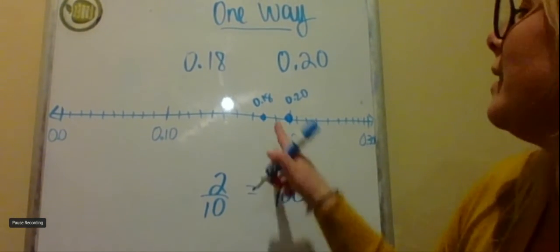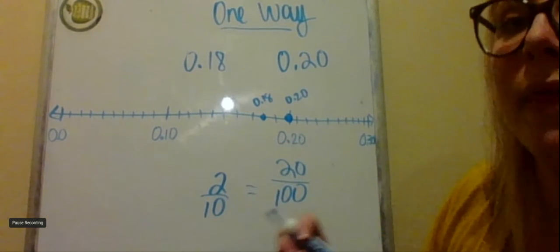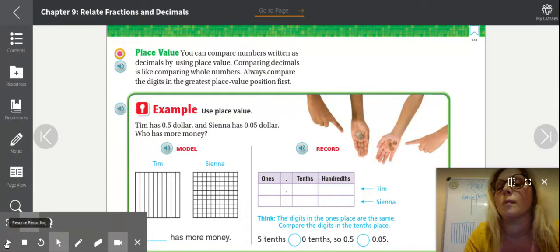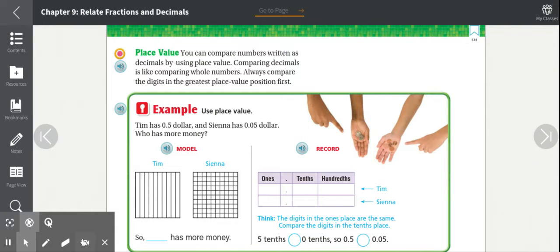So we can see that 20 hundredths or 2/10 is greater than 18 hundredths. Okay, let's take a look at this one. It says place value. So you can compare numbers written as decimals by using place value. Comparing decimals is like comparing whole numbers. Always compare the digit in the greatest place value first. So remember when we've talked about the bigger the denominator, the smaller the piece. Okay, I want you to remember that.